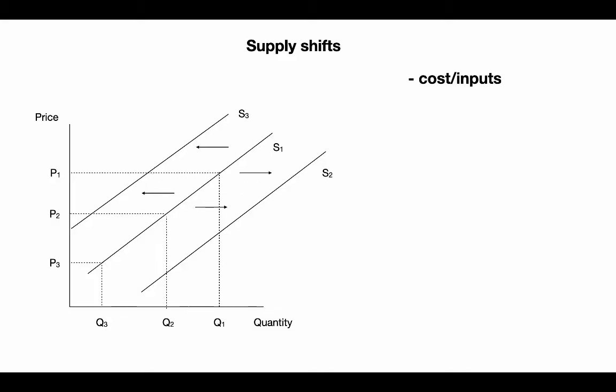So just going through the major supply shifters. One of the major ones is going to be something that affects the cost of production.